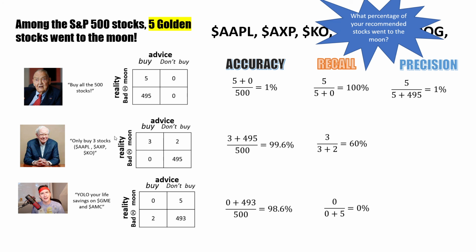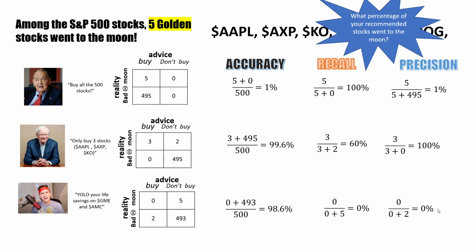That's 1%. How about Warren Buffett? Warren Buffett recommended you to buy 3 stocks. That's it. And all the 3 went to the moon. Therefore, the precision of Warren Buffett is 100%. Everything that he says goes to the moon, right? How about Roaring Kitty? What percentage of the stocks that he told you to buy actually went to the moon? Zero, because it's zero divided by the total number of stocks that he recommended that you buy, which were 2, and that would be 0 divided by 2, which is 0%, right?